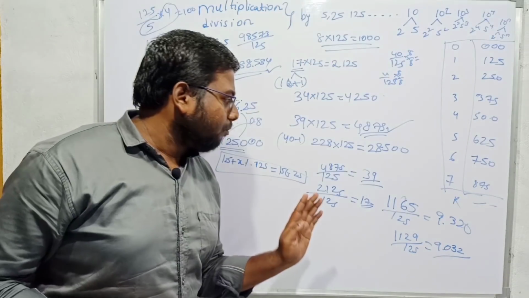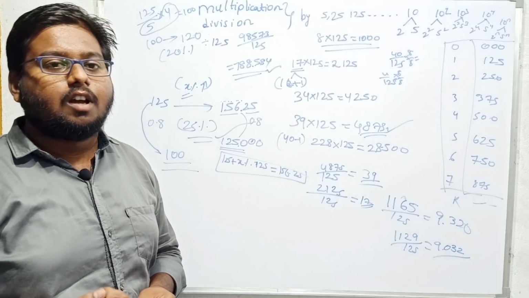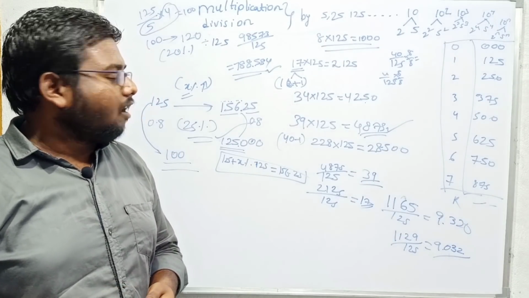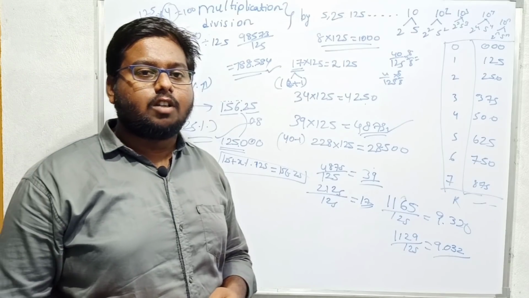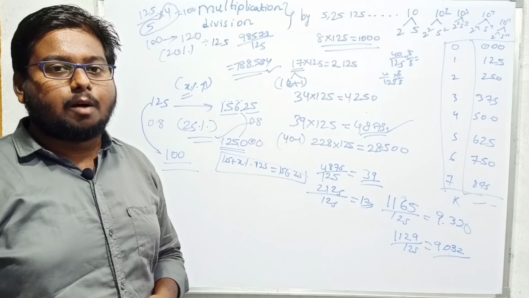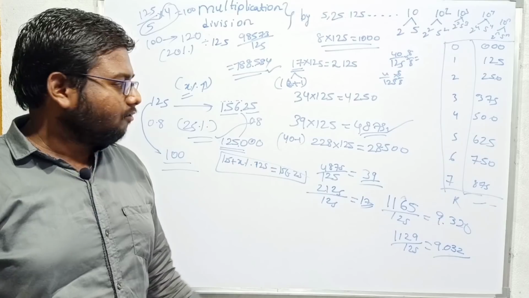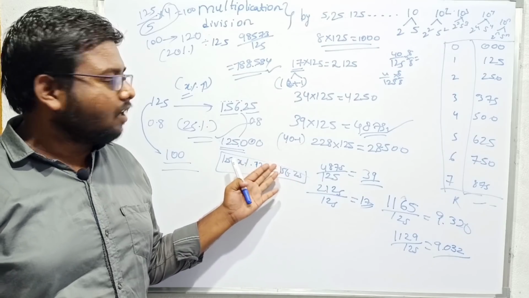So if you go on practicing this more without touching the pen, then you will be able to calculate the division with 125 of numbers which are not divisible by 125 also. So if you practice more, you will get full clarity in it. So let us solve some problems on what we learned up to now.